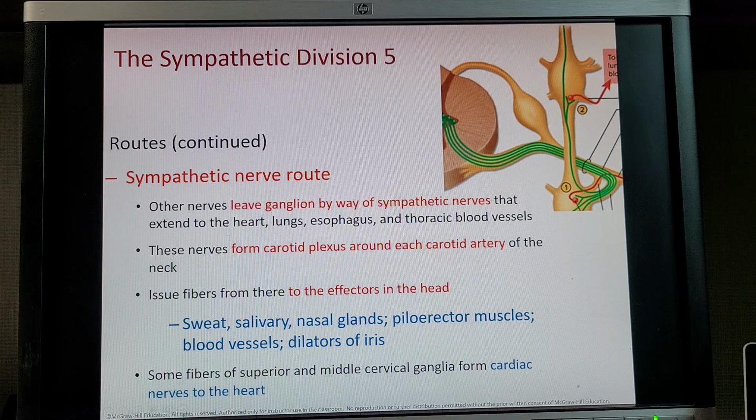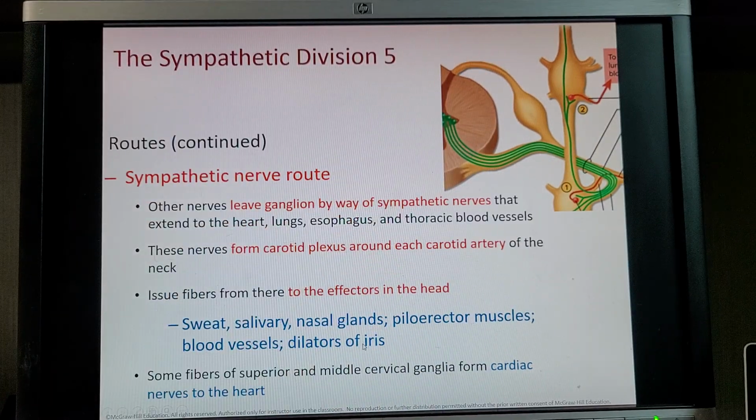So this one going around the carotid artery, that's going towards your head, focusing on the sweat, salivary, nasal glands, pilorector muscles, and then blood vessels in that area, as well as the iris. In this case, our sympathetic nervous system is getting ready for some action. We want to make sure we can see as much as possible. So dilating our iris, our opening letting light into the eye. We get more light in, and so hopefully we're seeing better. We can see stuff and protect ourselves in that situation. And then some go to the heart, so speed that sucker up.